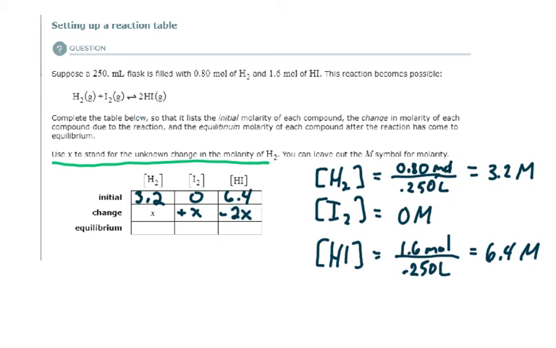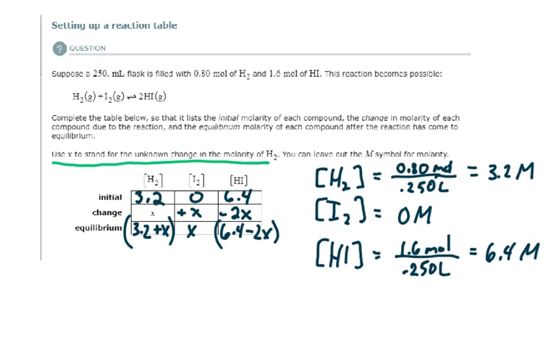So using algebra, we've determined the change in concentration by substituting that unknown change for X. And now the equilibrium concentration is going to be equal to this plus this for each column. So 3.2 plus X is the equilibrium concentration of hydrogen gas. X is the equilibrium concentration of iodine. And 6.4 minus 2X is the equilibrium concentration of hydrogen iodide.